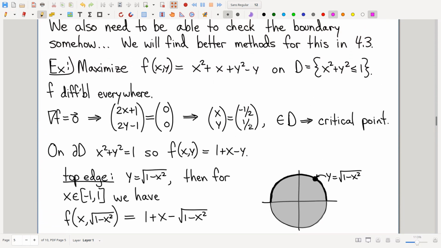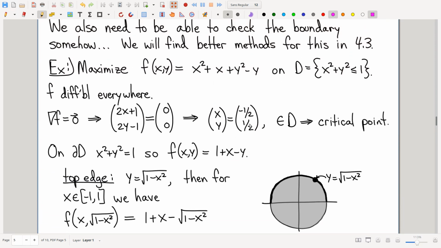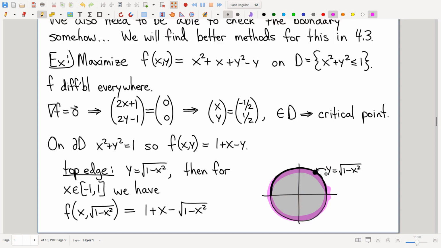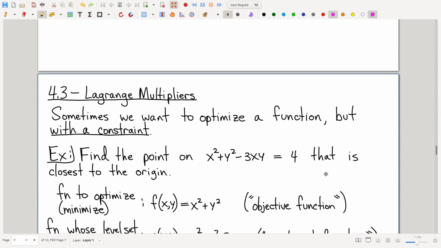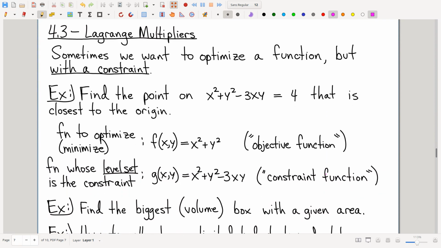Specifically, what we're going to find a better solution for is how to check on the boundary. Remember, our methods so far do not address how to find critical points on the boundary, how to gain knowledge about what's happening at points that are on the boundary. So what we're going to do instead is go to the good method. Here it is. It's called the method of Lagrange multipliers.